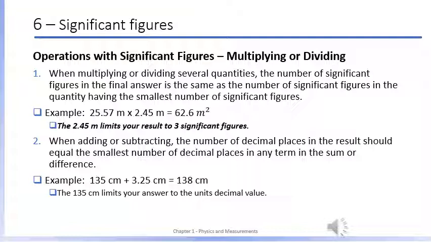In summary, operations with significant figures: the rules for addition and subtraction are different from the rules for multiplication and division. For adding and subtracting, the number of decimal places is the important consideration. For multiplying and dividing, the number of significant figures is the important consideration.